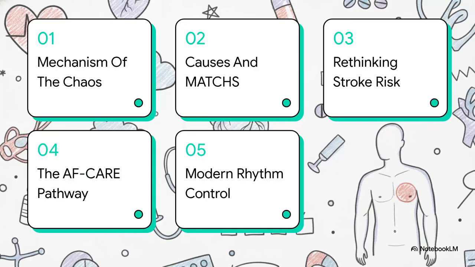Here is our roadmap for today. We'll start with the mechanism of the chaos, move right into the causes and the MATCH mnemonic, rethink stroke risk, walk through the AF care pathway, and wrap up with modern rhythm control.